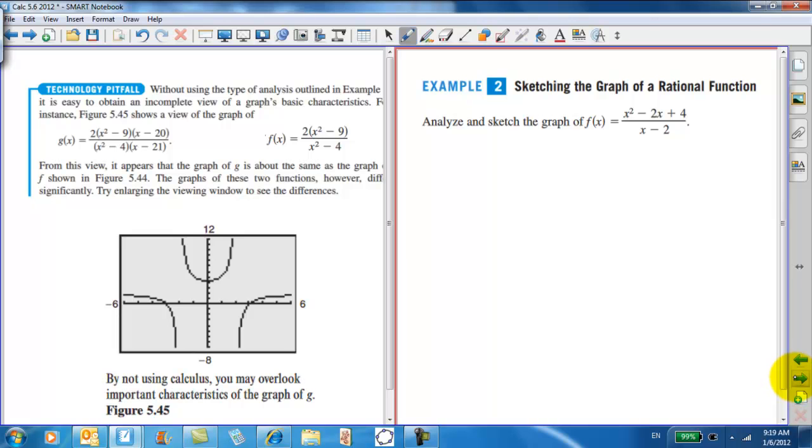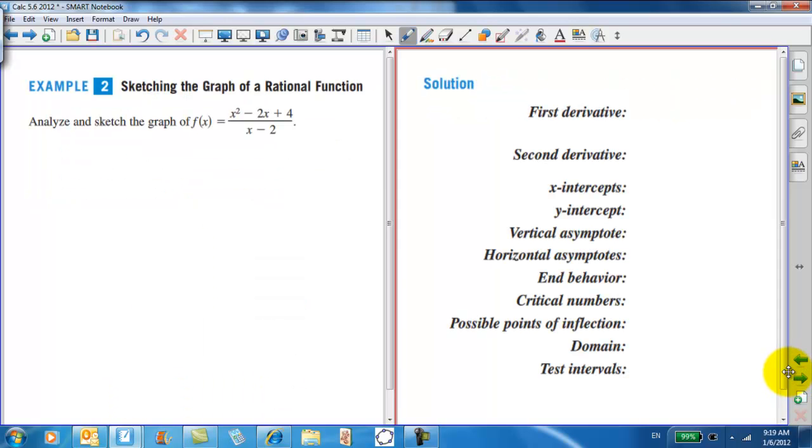Let's try another one. Analyze and sketch the graph of this one. f of x equals x squared minus 2x plus 4 over x minus 2. Now this time I'm going to go ahead and take a look at the first and second derivative right away in the calculator, because that can be a lot of work.